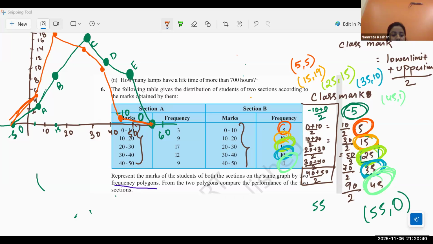Okay, so in general, just by looking at the graph, you are saying section A has achieved better marks than section B. The frequency over here, the maximum frequency is lying in section A, that is 30 to 40, 40 to 50. So yes, we can say they have achieved better marks, right? Yes, ma'am. Yes, this is how we can give the final conclusion. And we are done.